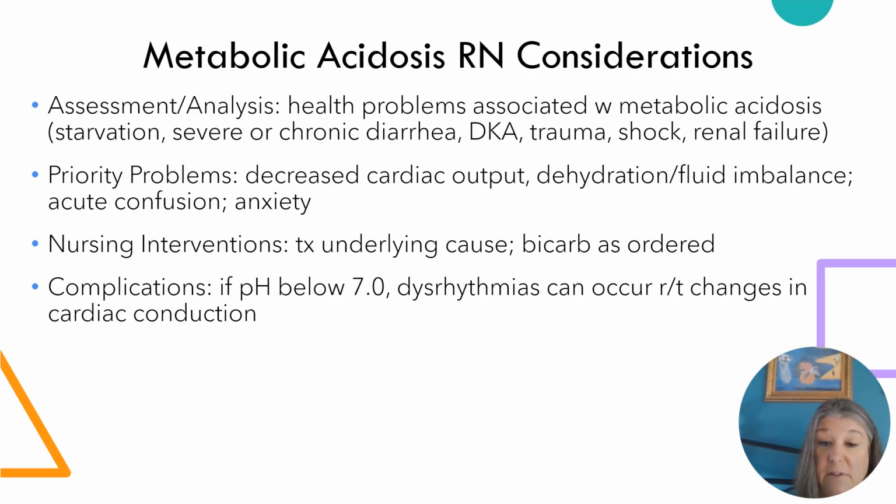All right, metabolic acidosis RN considerations. DKA is really our biggest thing. And then people can have metabolic acidosis related to starvation, diarrhea like we talked about, trauma, shock, renal failure. Our problems: cardiac output, so heart, dehydration, fluid imbalance, acute confusion, and anxiety. Our interventions are going to be treating that underlying cause and administering bicarb as ordered. Complications, if that pH goes below 7, we worry about dysrhythmias. And so obviously our person's going to be on monitoring.